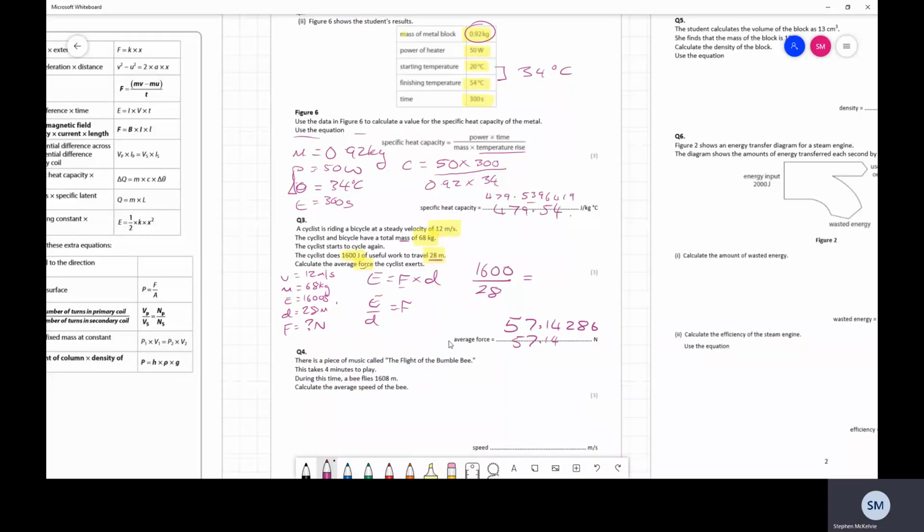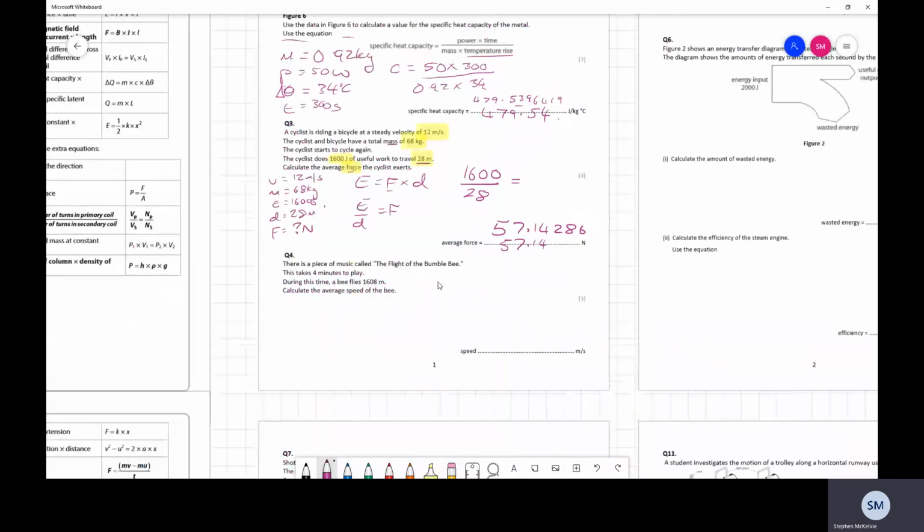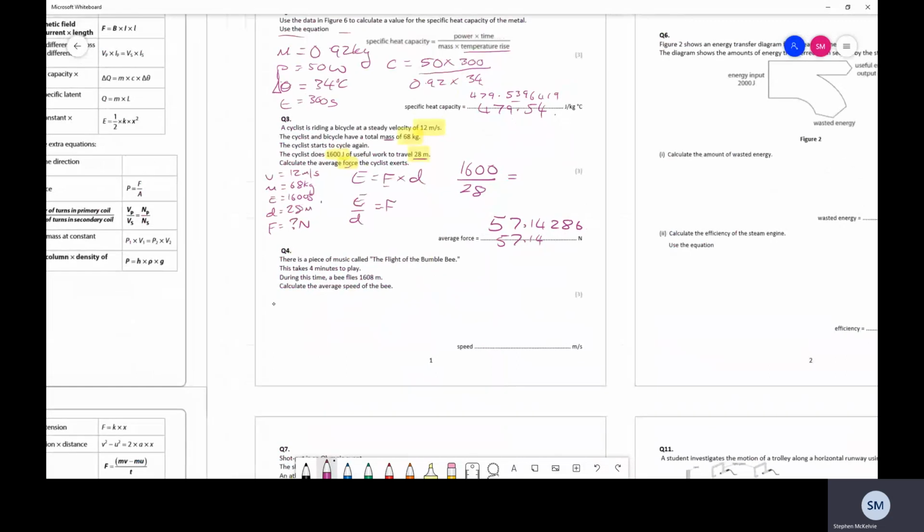There's a piece of music called The Flight of the Bumblebee, and it goes. That's how that one goes. And yes, I am taking requests. If anybody would like to sign me to a recording album, please do so.